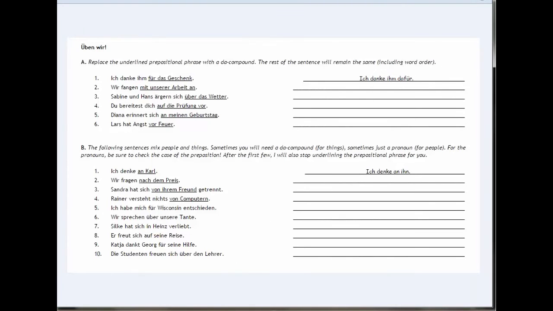The second one is a little bit more difficult because you have to go through, not all of them are underlined. First, you have to find the pieces that you're actually going to be able to replace. And second, you have to go in and determine whether or not you can use a da compound or if you actually have to use a pronoun. So pay attention. Is it a person or is it a thing that you're replacing? Please let me know if you have questions when you're going through.